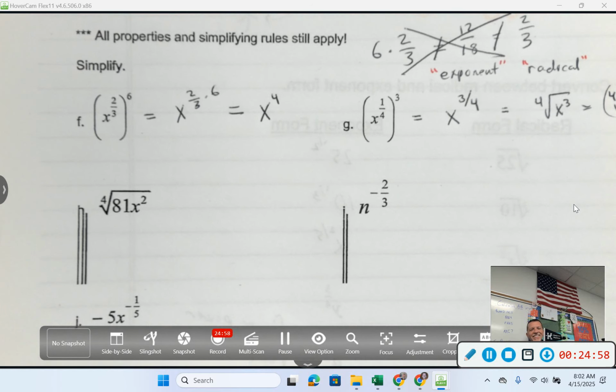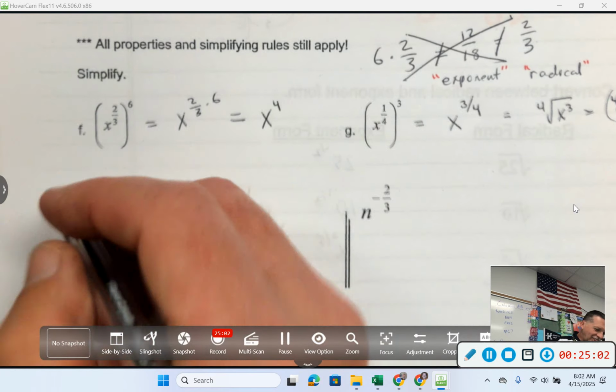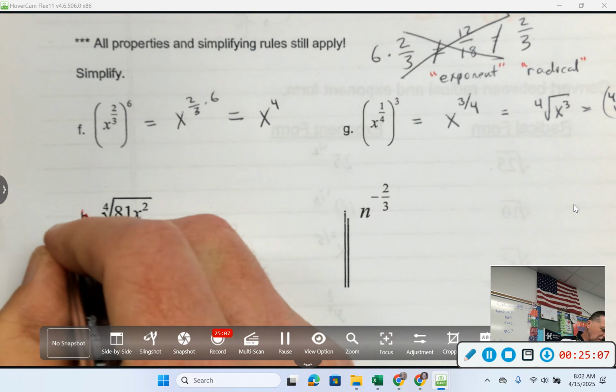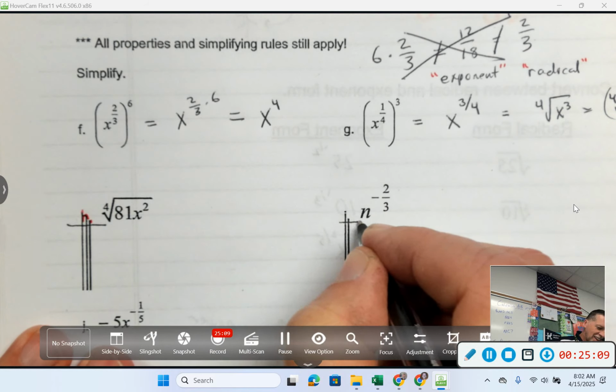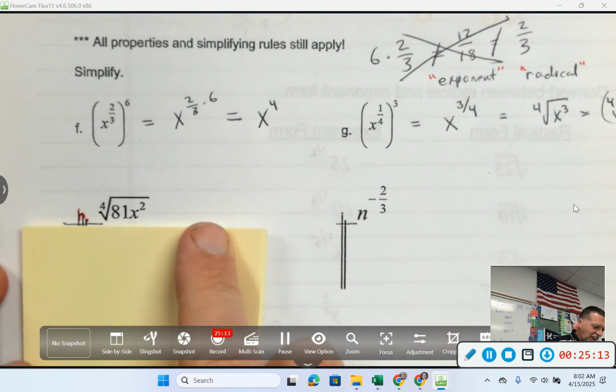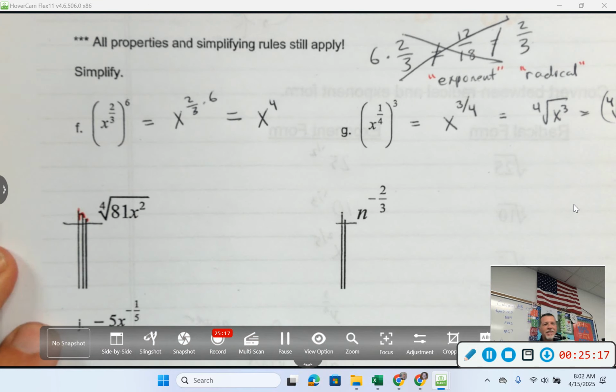Something got printed weird, because you can see the H and the I. From here down, you should erase that. If you can ignore that, there's H right there. I don't know what happened on the printer or something.